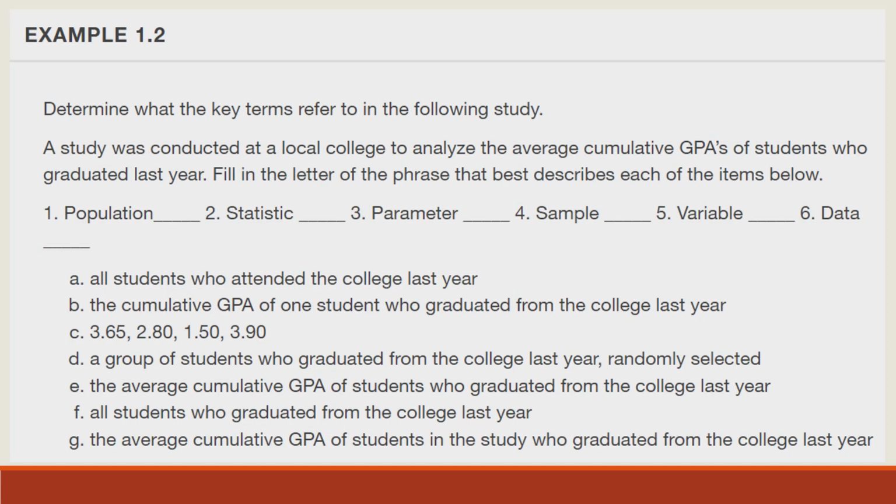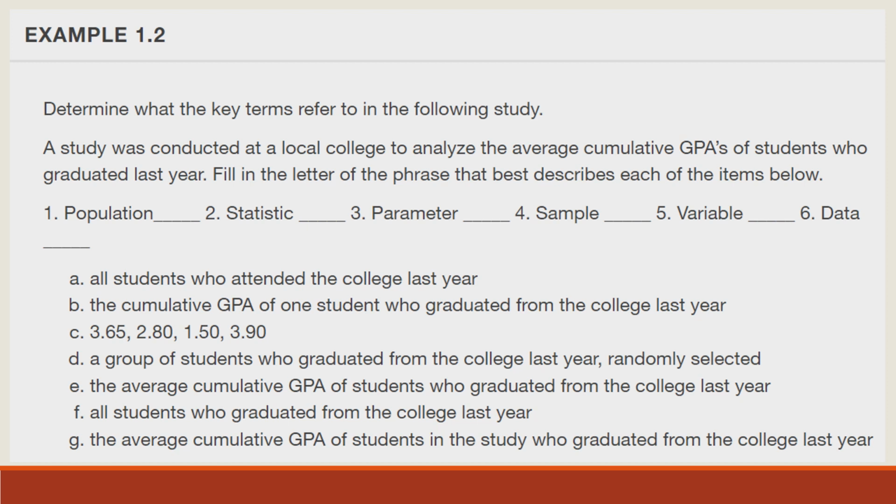Example 1.2. Determine what the key terms refer to in the following study. A study was conducted at a local college to analyze the average cumulative GPAs of students who graduated last year. Fill in the letter of the phrase that best describes each of the items below. So we're going to look for the population, the statistic, the parameter, the sample, the variable, and the data.